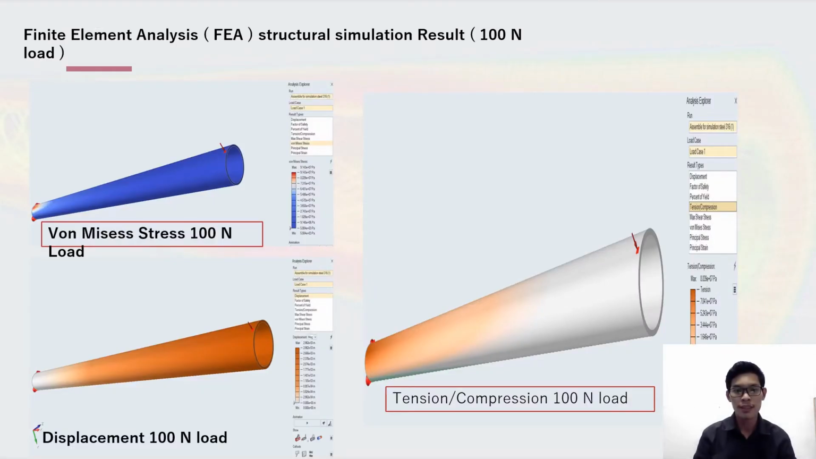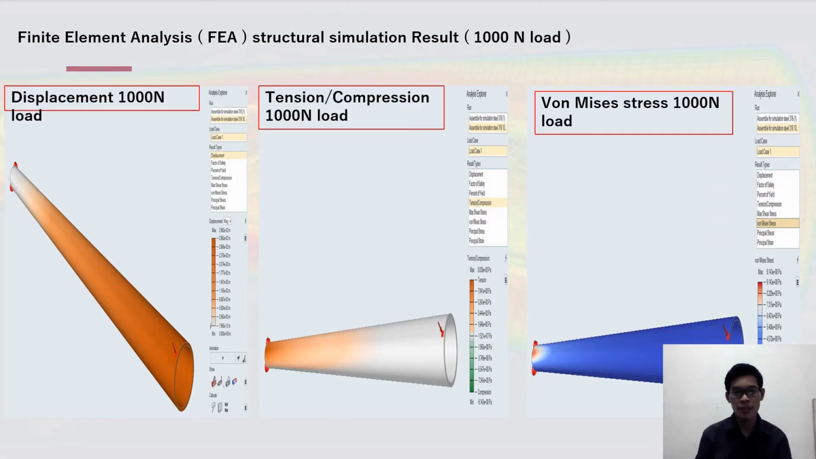Next are the structural simulation results of 100 Newtons of load. There are three types of diagram, which are von Mises stress, displacement, and tension or compression. And finally, this is the structural simulation result of 1000 Newtons of load. Same as before, it has three diagrams: displacement, tension or compression, as well as von Mises stress.